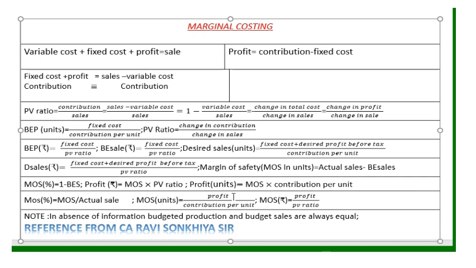Otherwise, if we are using MOS in rupees, it is profit by PV ratio. What is meant by PV ratio? PV ratio is equal to contribution by sales. So MOS in rupees is equal to profit by PV ratio. Note: in the absence of information in questions, budgeted production and budgeted sales are always equal.